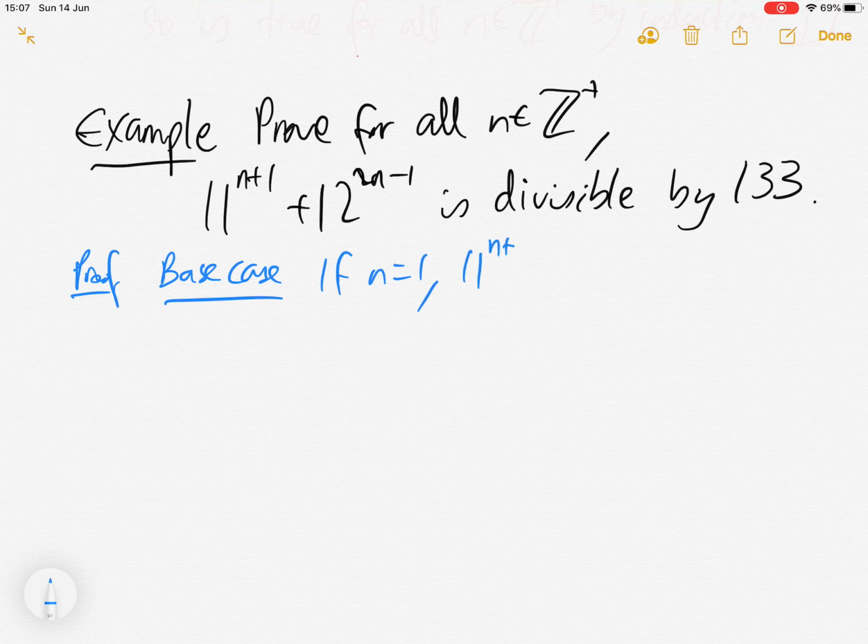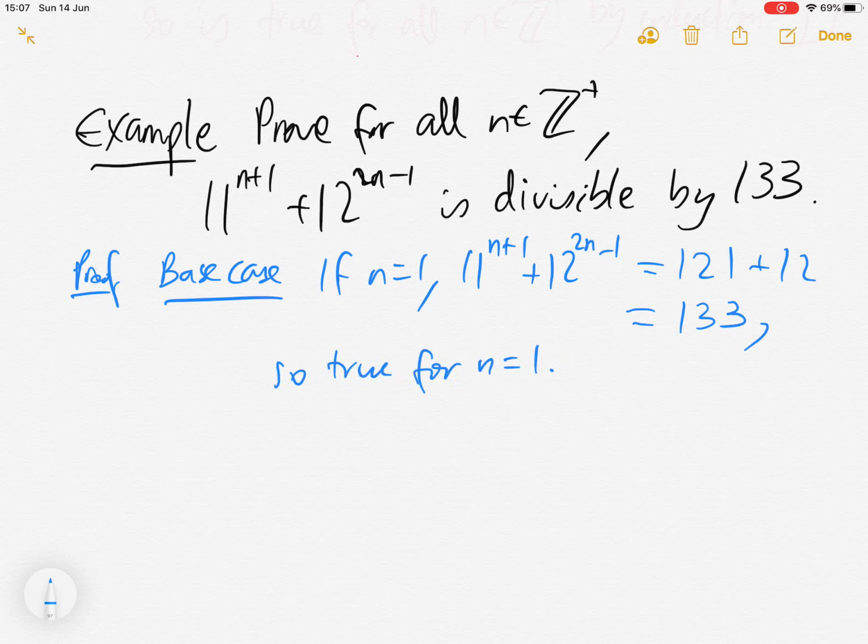If n is 1, 11 to the n plus 1 plus 12 to the 2n minus 1 is 11 squared, which is 121, plus 12, which is 133. So it's true for n equals 1, because 133 is divisible by itself.